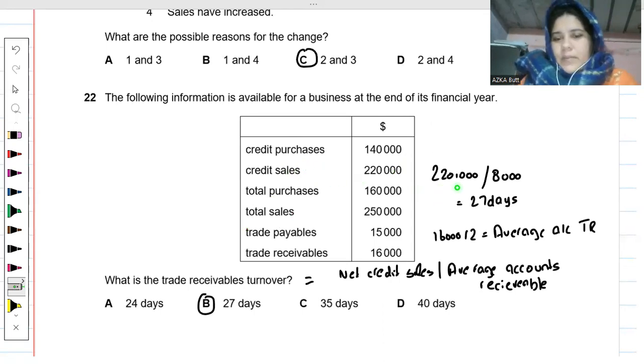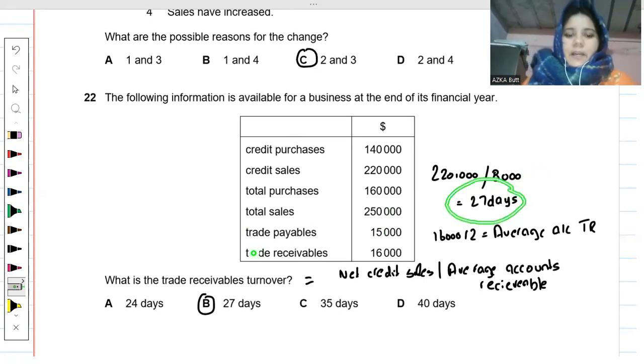So 220,000 divided by 8,000. Where did this 8,000 come from? Basically this is the trade receivable turnover formula, in which we have to find out the net trade credit sales, and after that we divide this amount by the average accounts receivable. If we want to find out the average accounts receivable, we have to divide $16,000 by two because we have to find the average. So the average trade receivable is 8,000. So 27 days is basically our trade receivable turnover.